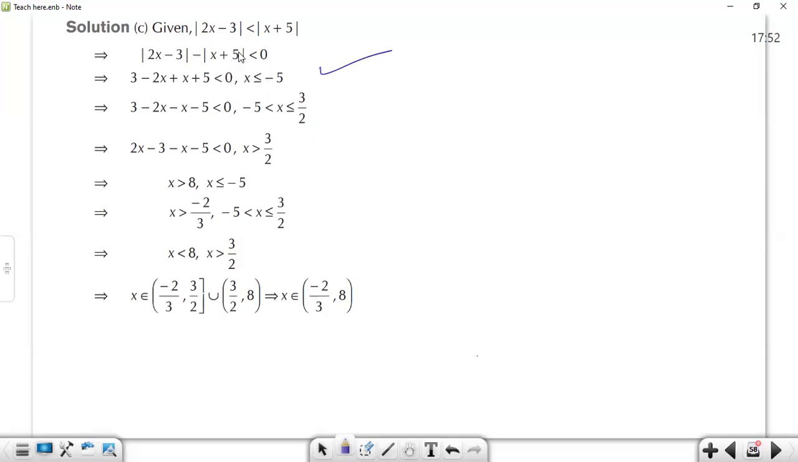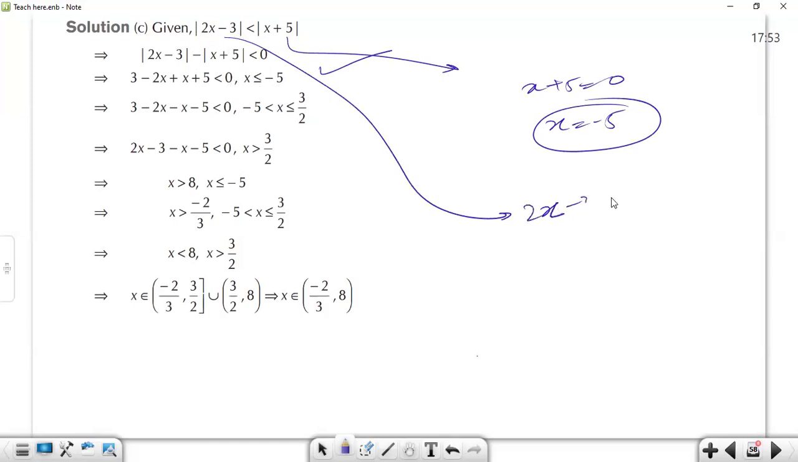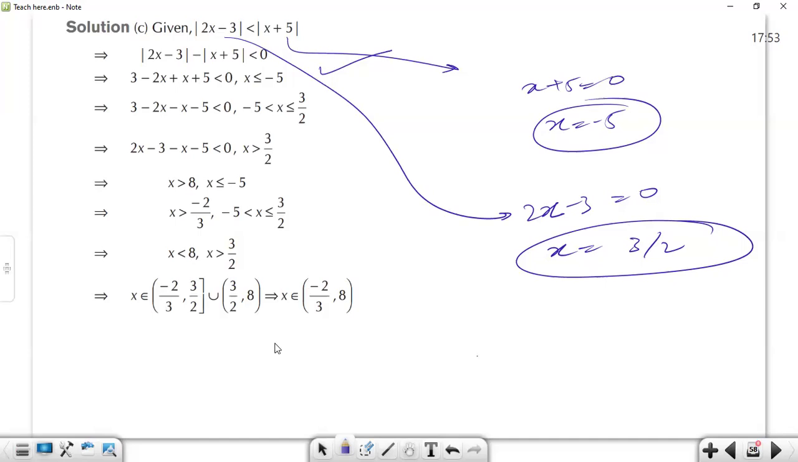Why particularly minus 5? Because they are considering these two modulus functions. These modulus functions will change sign when x plus 5 is 0, so x equals minus 5, and when 2x minus 3 is 0, so x equals 3 by 2. So these are the critical points to divide our given domain. So there are two functions for different domains. Now they have gone on to solve these inequalities and find the values. So it can also be done in this manner, and the options can be eliminated.